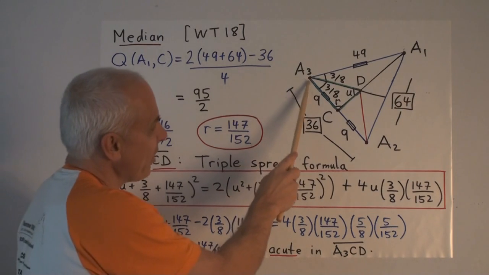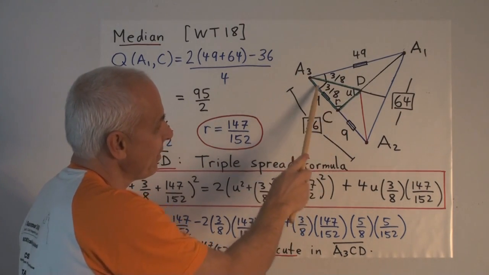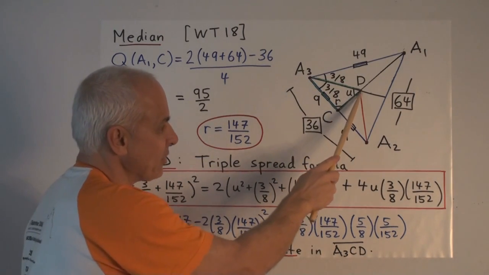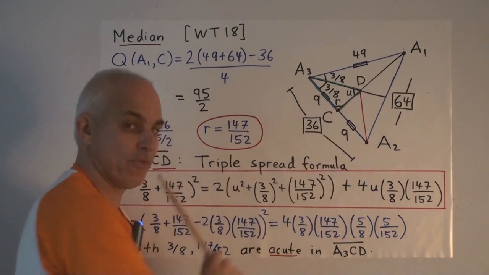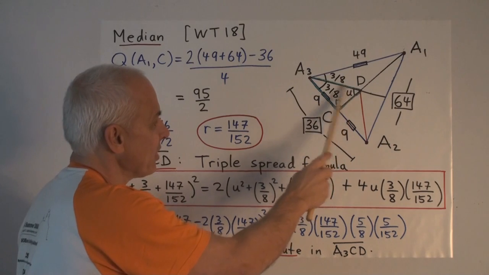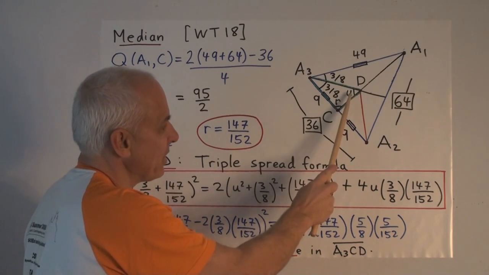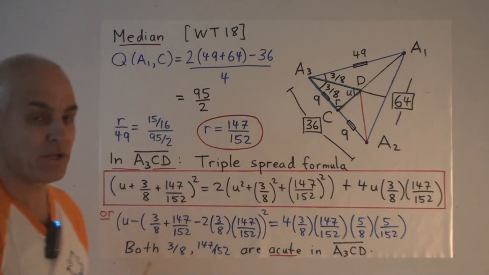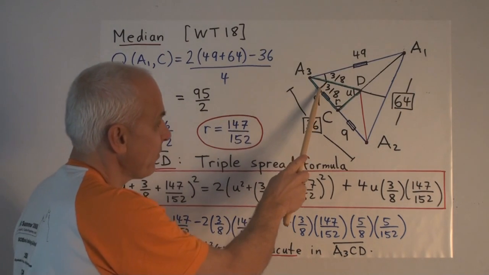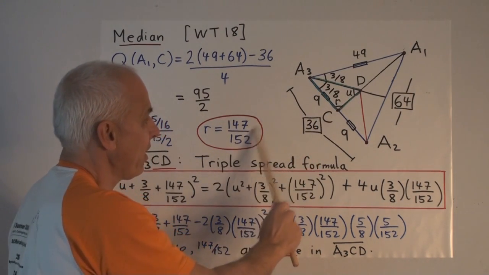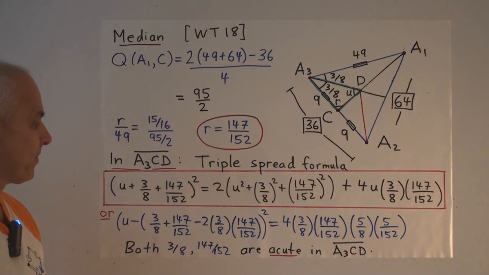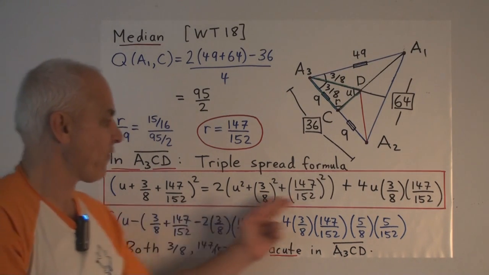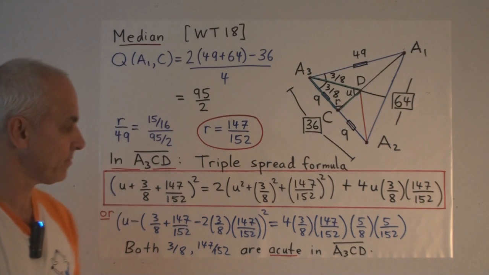Okay, now we're going to look at this triangle here, because ultimately we want to know this quadrance here, and then that'll help us with this triangle here aiming towards what we want. So we're going to analyze this triangle, and the first thing that we need to do is find that third spread. We know one spread of 3/8, another spread of R. So the triple spread formula is going to give us the value of U. There's the triple spread formula in sort of standard form.